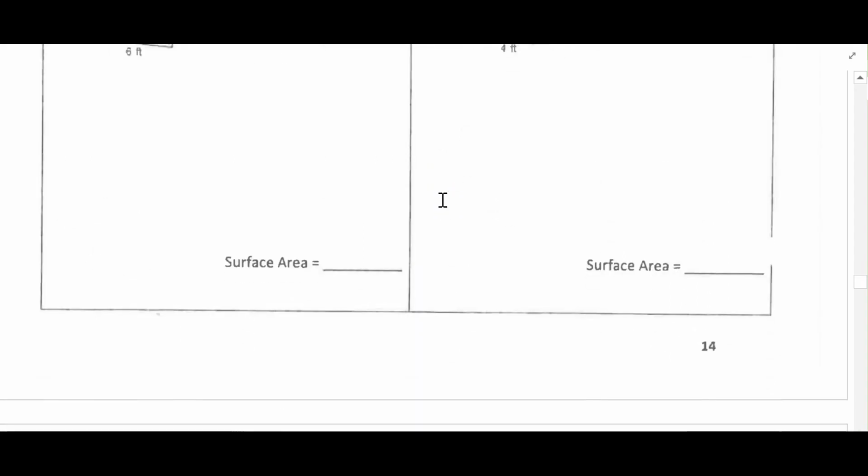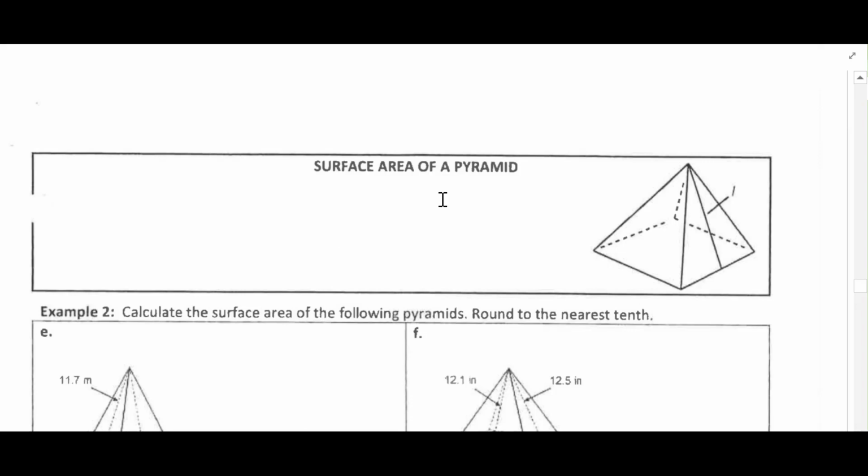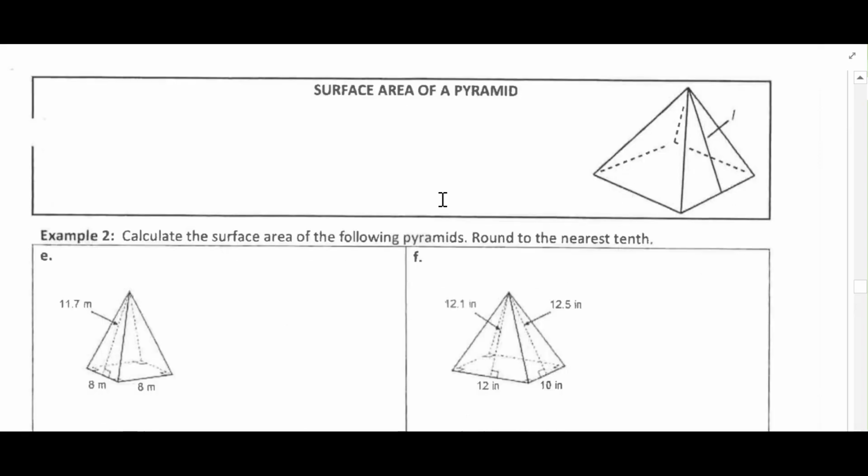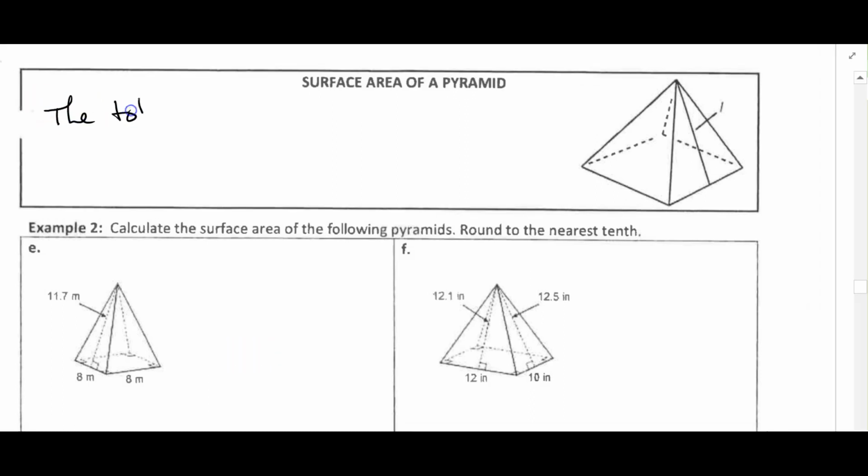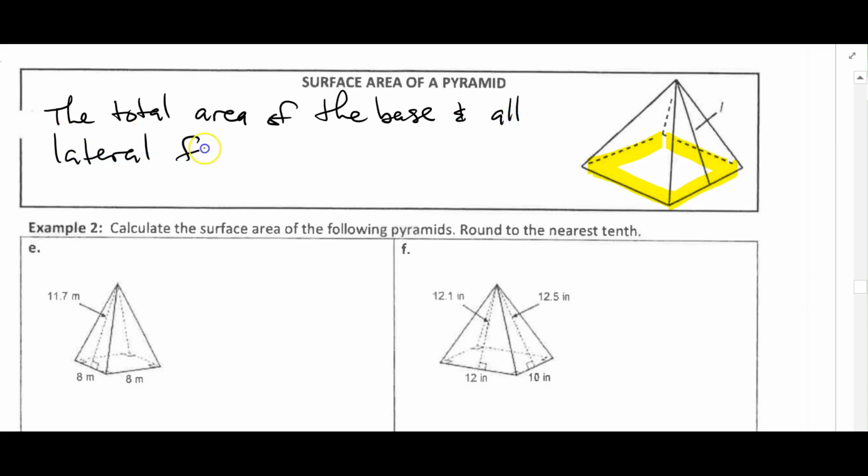So let's flip to the next page and talk about the surface area of a pyramid before we look at an example. So the surface area of a pyramid is the total area of the base, because a pyramid only has one base. In this picture here, my base would be this square, and all lateral faces. So you have to take this on a case-by-case basis depending on the figure.